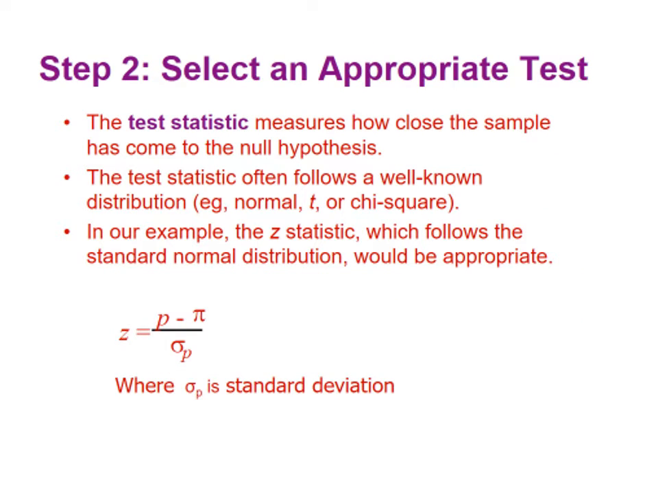Step 2, select the appropriate test. The test statistic measures how close the sample has come to the null hypothesis. The test statistic often follows a well-known distribution, such as the normal, t, or chi-square. In our example, the z statistic, which follows the standard normal distribution, would be appropriate. Here you can see the formula of the z-test with standard deviation.